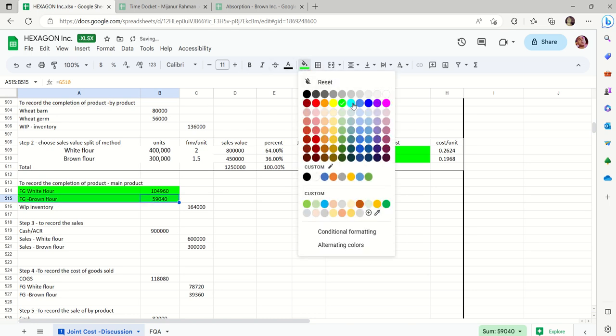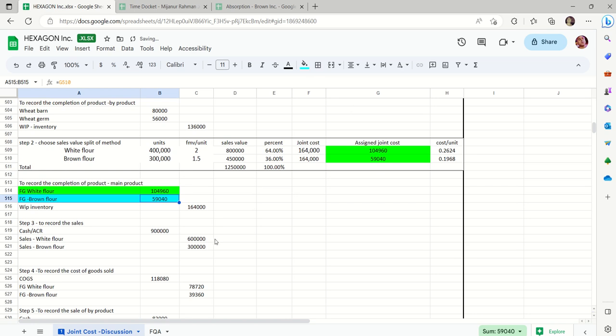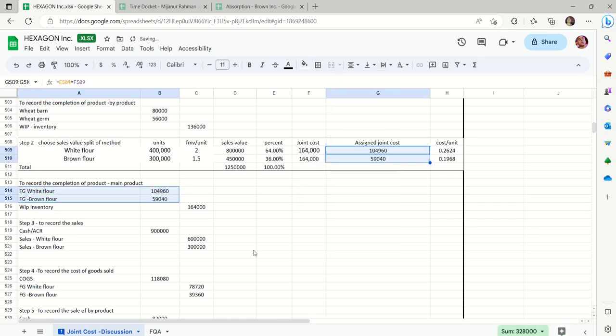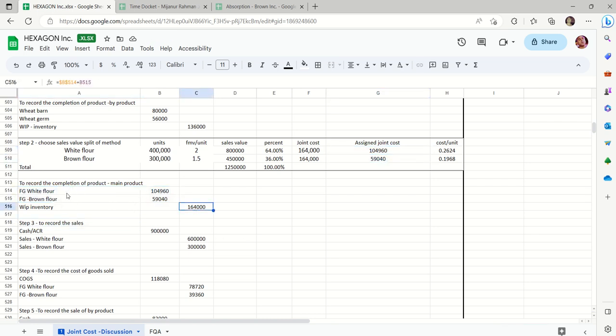I'm going to change that highlight color, okay? You can see that. I'm going to reset these cell colors because we are done with respect to debiting the finished goods. Now, once we debit this, we would fully credit the WIP inventory account, and that is the total of these two numbers. That is 164,000 right there, okay?